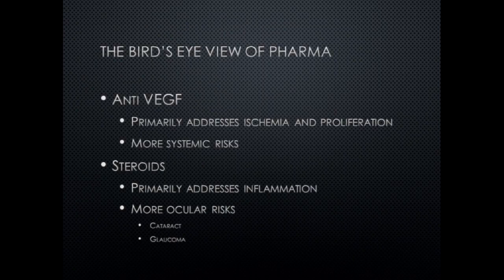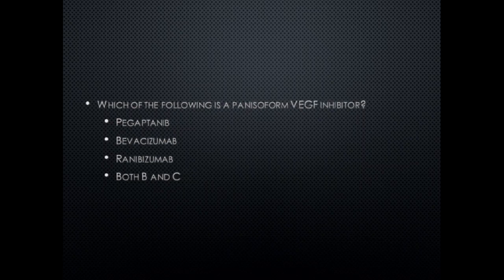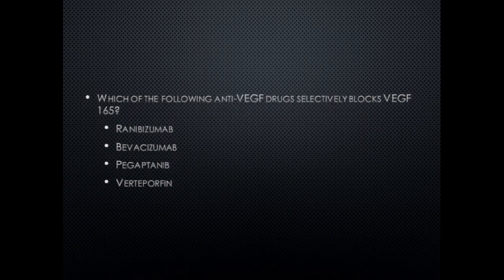So I already went over this, the bird's eye view of pharmacology, and why we use anti-VEGF versus steroids. All right, so some review on learning. What's the answer here? Correct, so pegaptanib. And then pan-isoform. Yeah, and also aflibercept is in that category, but basically pegaptanib is the one that's not pan-isoform, and it is the one that blocks 165.